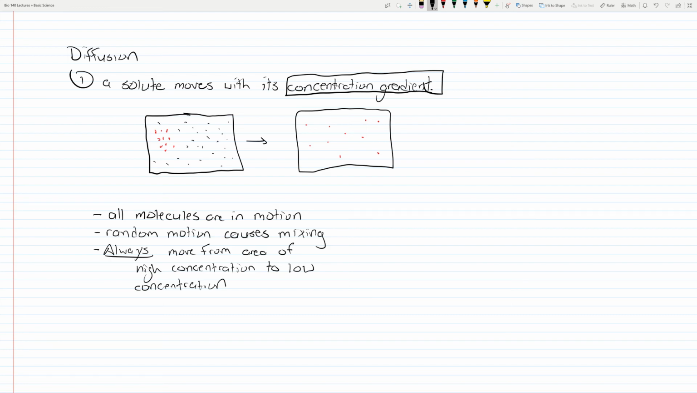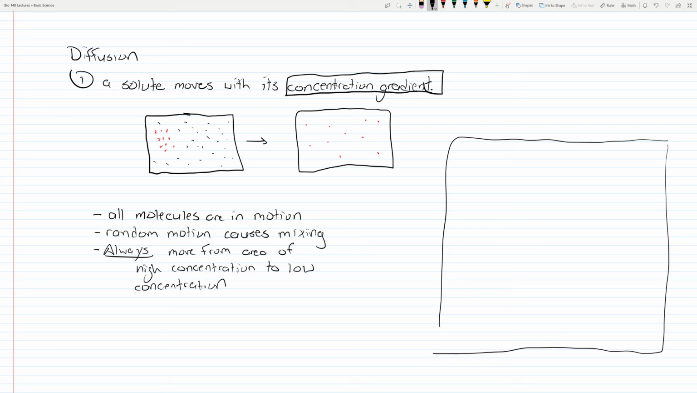Okay, unless it's forced to do something else. Okay, and normally it is just a passive process. So another example, let's say we have a room. Let's say we have a large room, a large classroom.